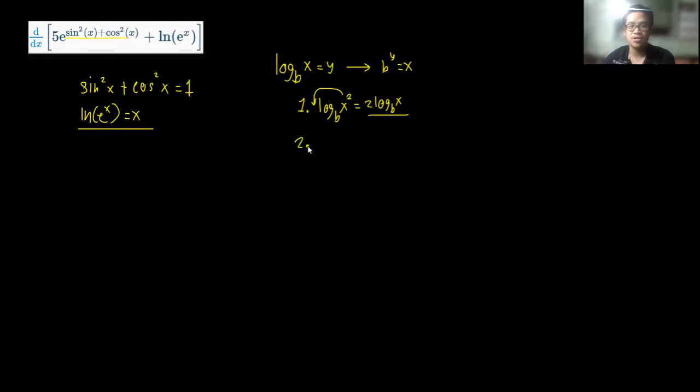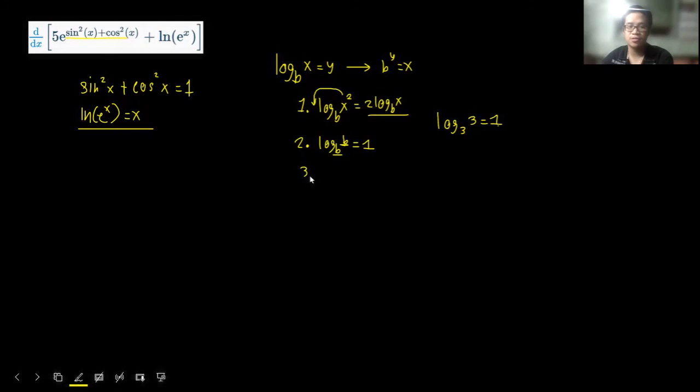The second law I used here is if you have the same argument as your base, basically the argument is the same as your base, this is equal to 1. So for example, if I have log base 3 of 3, this is just the same as 1.